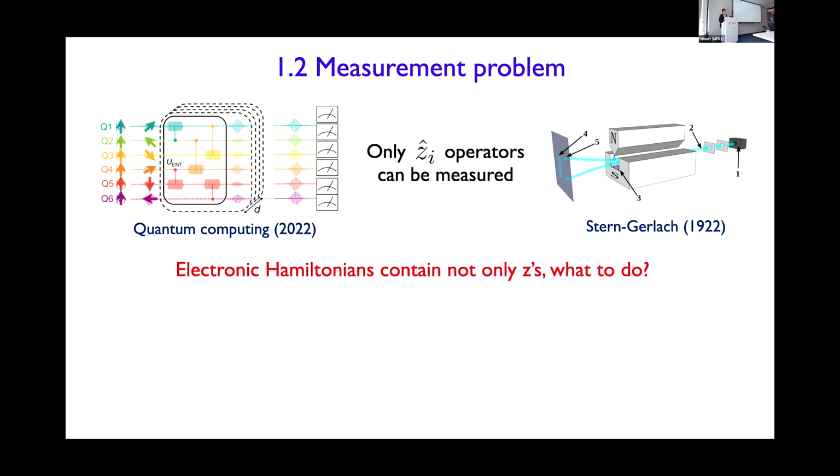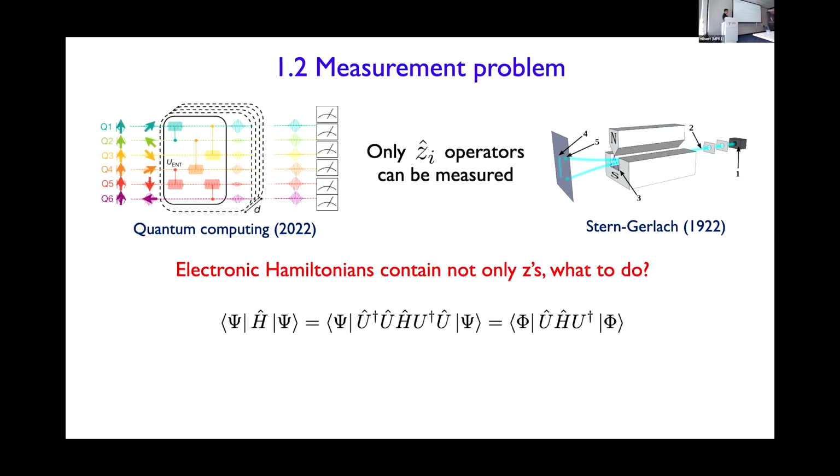But as you've seen, the Hamiltonian contains multiple Pauli products. Some of them contain X and Y Pauli operators, right? So it's not only Z's, it's not an Ising form sort of Hamiltonian, right? Now, what do we do?